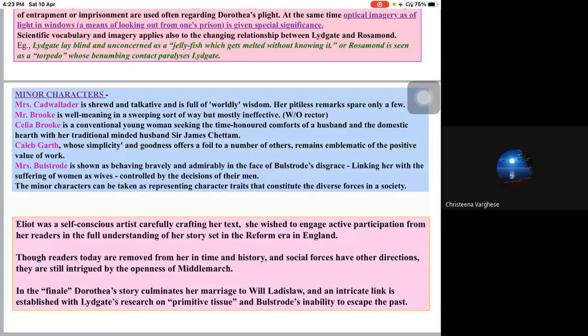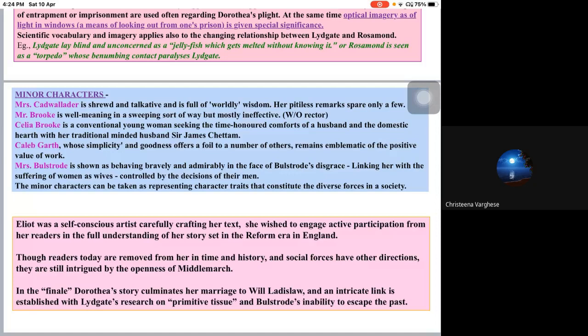Linking her with the suffering of women as wives, controlled by the decisions of their men. So she can be seen as an emblem of how women suffer from the decisions and actions taken by their husbands or the men in their lives. The minor characters can be taken as representing character traits that constitute the diverse forces of a society. So like you remember the plenitude that we talked about, you find so many character traits being embodied in the minor characters in this book.